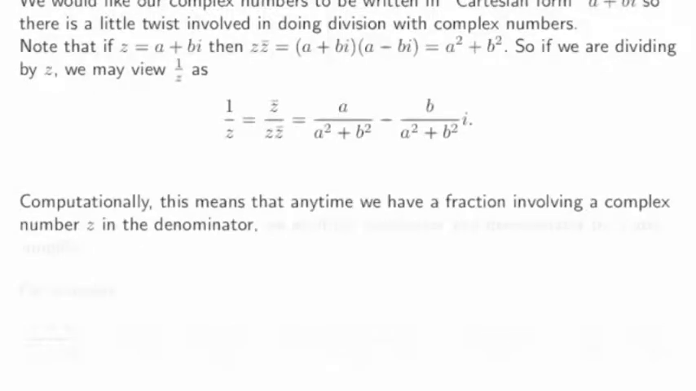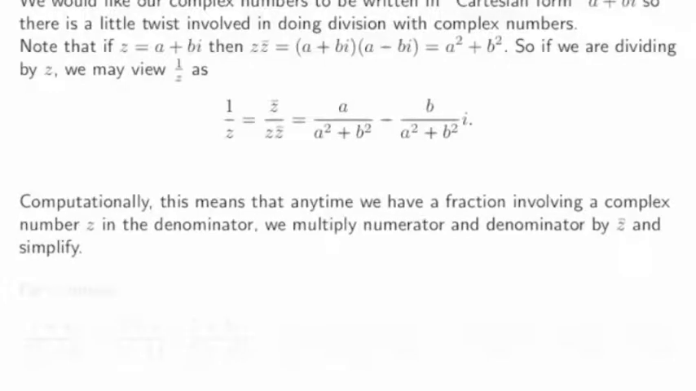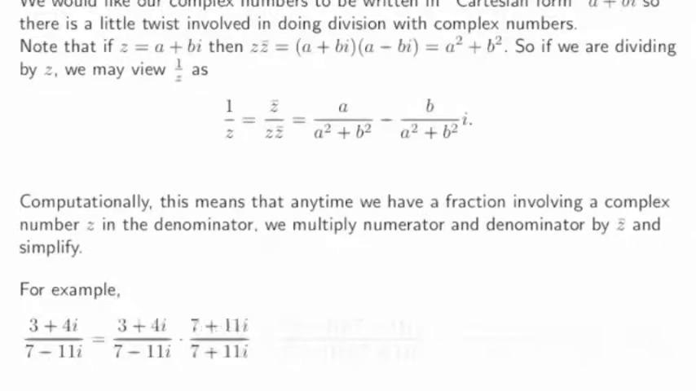So if we're dividing by z, we might view 1 over z as z bar over z bar times 1 over z, multiplying by that conjugate, and we get this expression. Computationally, the point here is that anytime we have a fraction involving a complex number, we multiply numerator and denominator by z bar and simplify. For example, suppose we have 3 plus 4i divided by 7 minus 11i. We will multiply top and bottom in this fraction by 7 plus 11i, the conjugate.